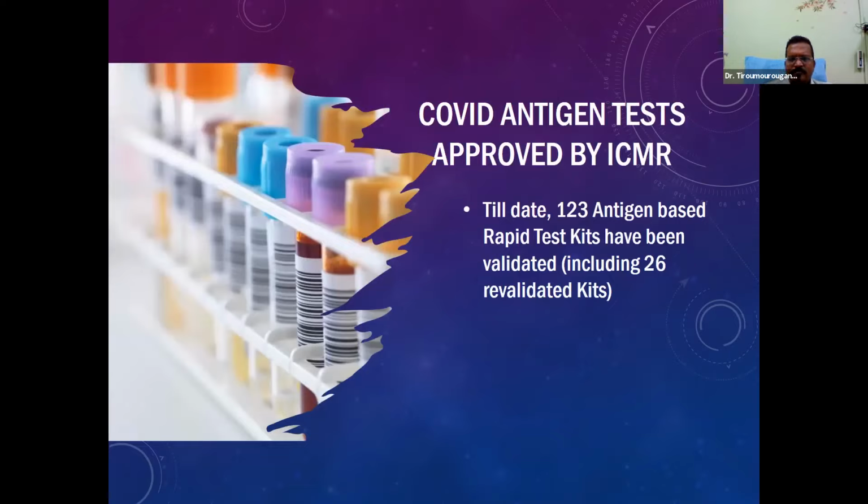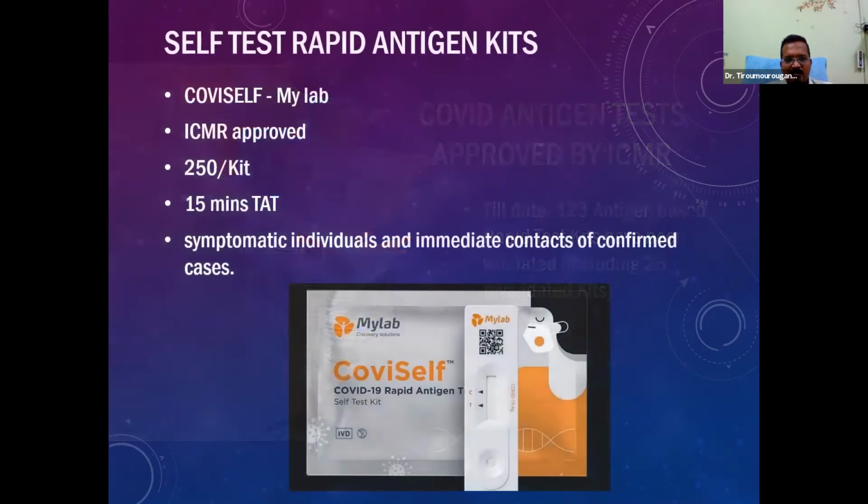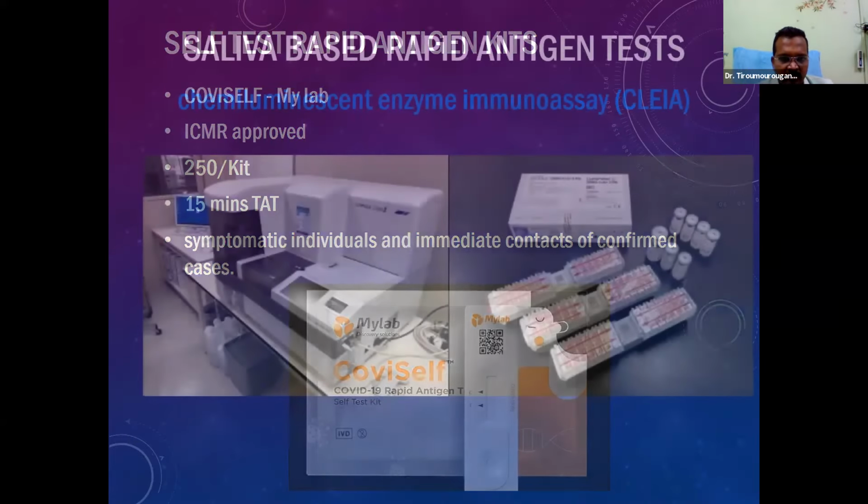Now, think about the number of tests which have come in. This is actually till June this year. ICMR has so far approved 123 antigen-based rapid diagnostic kits in India, and 26 of these have been revalidated also. So a huge number is available. Some of them can be expensive, but one of the cheaper ones which we can do at home would be the CoviSelf, which costs only about 250 rupees with a turnaround time of 15 minutes. And it's basically targeting symptomatic individuals and immediate contacts of confirmed cases.